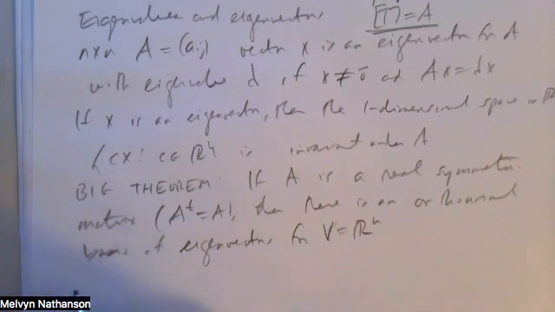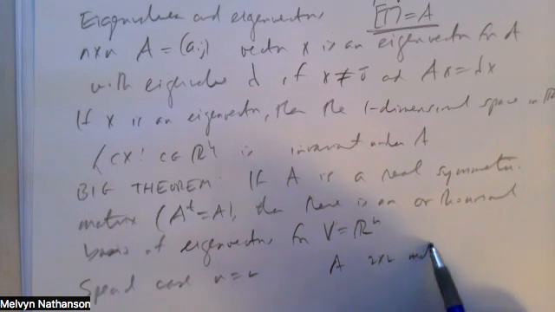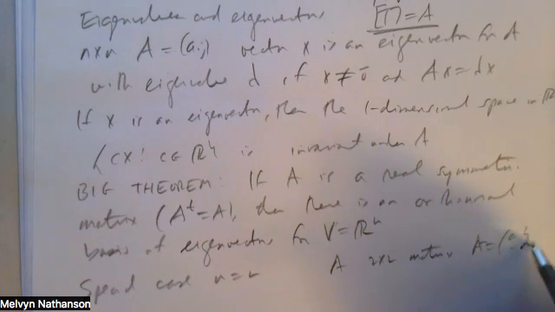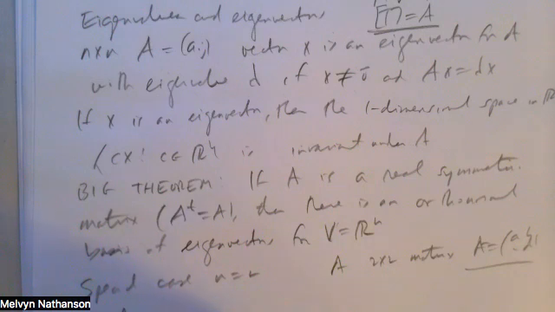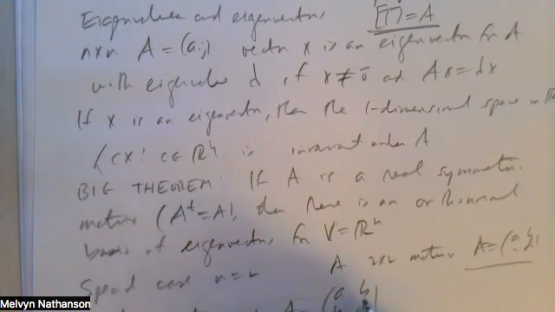And we consider the special case n equals 2. So A is a 2 by 2 matrix, which I'll often write as just a, b, c, d. And if it's symmetric, that means A is a, b, b, d. Symmetric means the transpose of the matrix is the matrix, so these two numbers have to be the same.